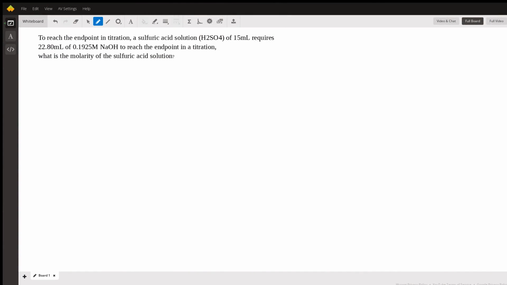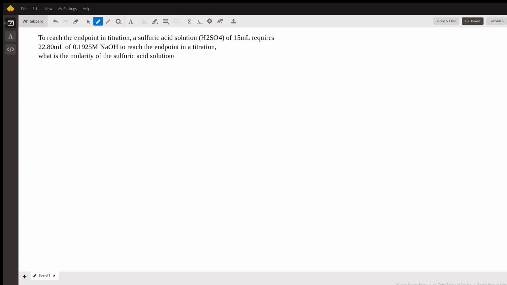Hi everyone, so today we are going to do a question based on titration. Titration is when you have an acid and a base and they react with each other and produce water and salt, which means they are neutralizing each other.